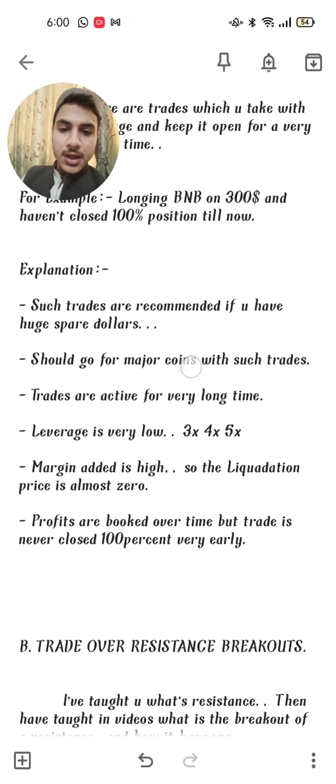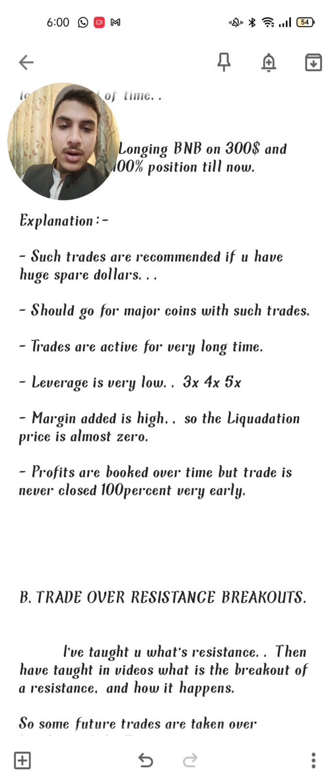Fine. And profits are booked over time, but trade is never closed 100% earlier. Keep on booking profit, but you never close 100% of your trade very early. You keep your trade active for a very long time. You only do what, that you book 50% or 30%, and then after a week you book 20% more, and then after the second week you book 20% more, and this is how it works.